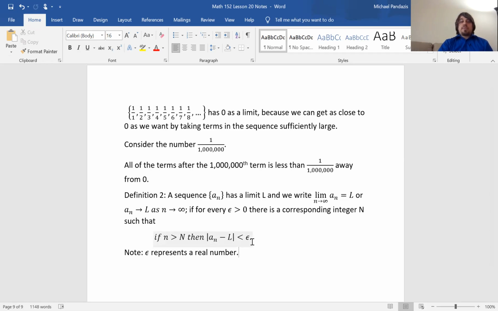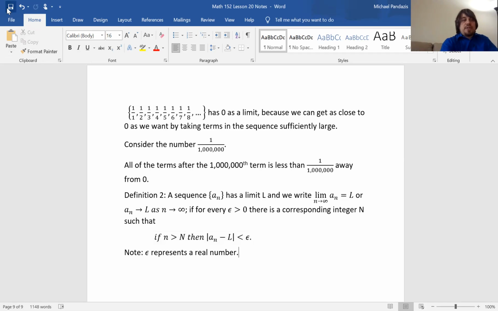Okay, so I think what you mean by your question is what role epsilon plays in the definition. Epsilon is a real number, and the definition is saying a sequence A sub n has the limit L with that notation if for every real number epsilon greater than 0, there is a corresponding integer capital N such that if little n is greater than capital N, then the absolute value of A sub n minus L is less than epsilon. So I realize it's difficult to understand. Give me a little bit of time, and then I'm going to try to make that clear for you.